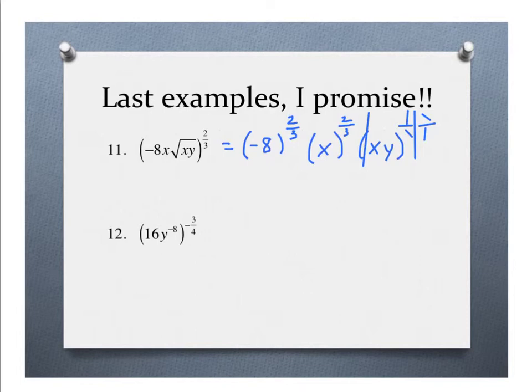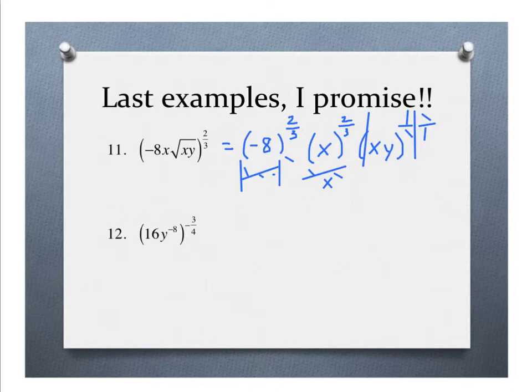All right, negative 8 to the 2/3. So that's the cube root of negative 8, and then squared. So we'll come back to that in a minute. You probably already got that. This one is going to be the cube root of x squared. We'll go ahead and put the x squared on the inside.